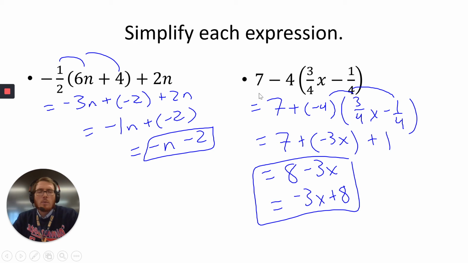Okay, I would definitely make a note of this last one. This 7 minus 4 causes a lot of problems. You can think about what the mistake would be. Oh, people say, oh, 7 minus 4 is 3, and then I distribute and I find the answer. The problem is you have to multiply before you add or subtract.